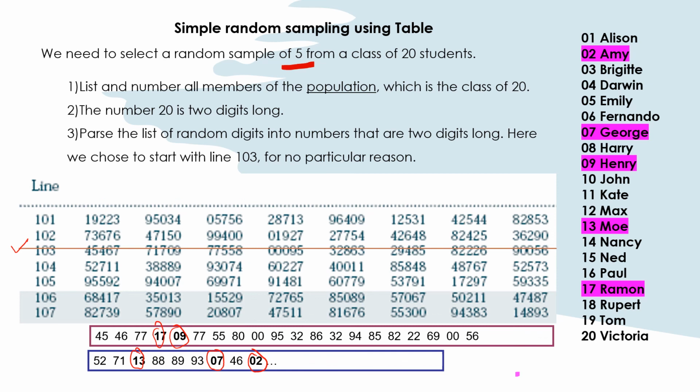Now in this case, suppose in my line the number 17 occurs twice. After I picked 17, 09, and again when I scroll down in that line, if I find 17 again, I may not select 17, because it looks like I am picking the same person twice, which doesn't make any sense. So if the numbers are repeated, just skip and move on, and pick the next member.